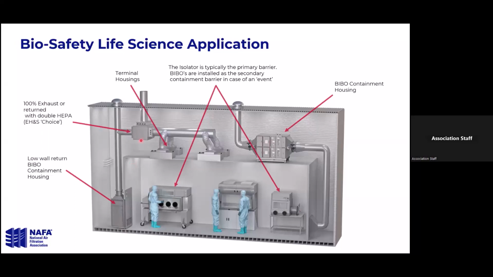Depending on the application, what's being done there, and what the safety officer's choice is, 100% exhaust or returned with double HEPA. Generally, it's a good idea to do 100% exhaust, especially depending on what's going on in that room. And then from a supply standpoint, you'll generally find terminal housing supplying the clean air to that room.